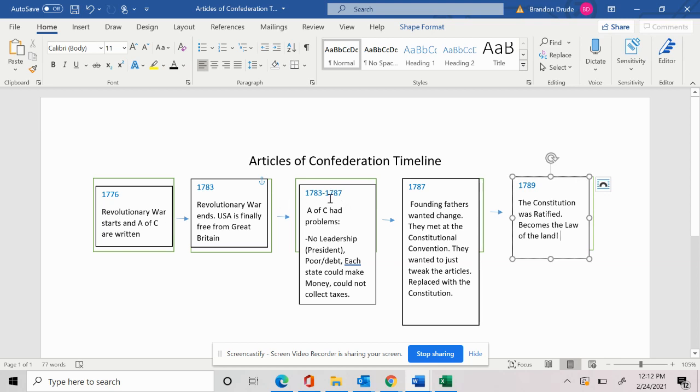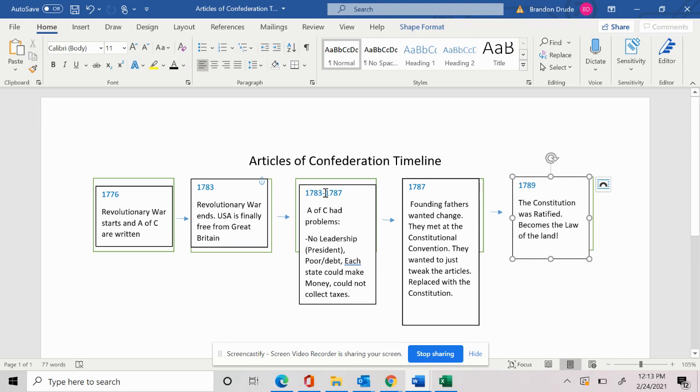We would continue to use the Articles of Confederation as we learned from our additional notes, and it caused some problems. Now, these are just some examples. There are more problems to this, and you'll see the problems from my other lectures or from the notes. And there was like no leadership, no president. We were poor, we were in debt. Each state could make their own money. The Congress could not collect taxes. So there were many, many problems for the Articles of Confederation.